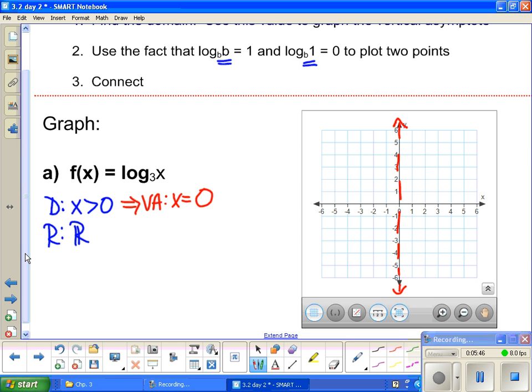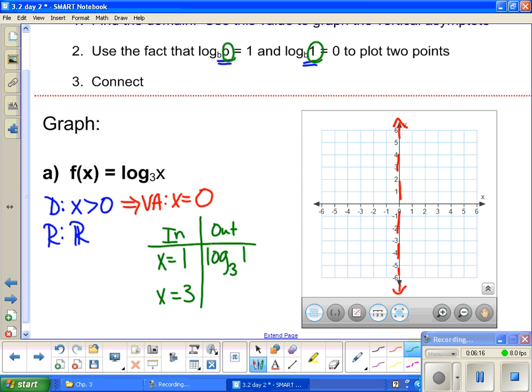So we're going to have some inputs. In logs, I like to call it inputs and outputs. I need my x to equal the base, and I need my x to equal 1. Let's start with x equal 1, and x equal my base. Well, if x equals 1, then log base 3 of 1, that's that property that says it's equal to 0. Log base 3 of 3 is that property that says it's equal to 1.